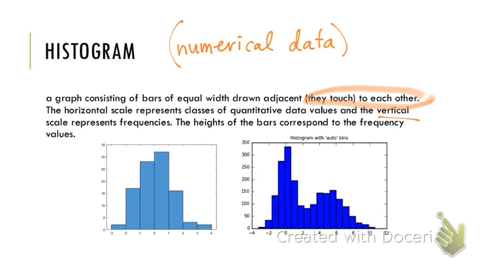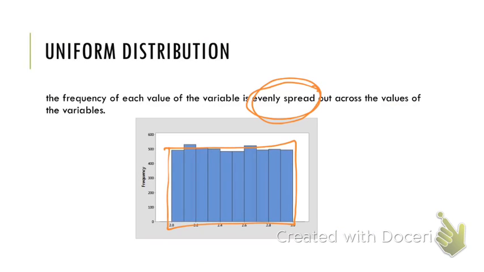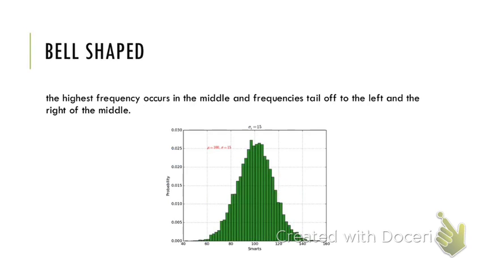The vertical scale is for frequencies. So you've got frequency on the left side, and then the bottom is going to be whatever your data points are. So uniform is evenly spread, straight across. The next shape is a bell shape, kind of self-explanatory. It looks like a bell.